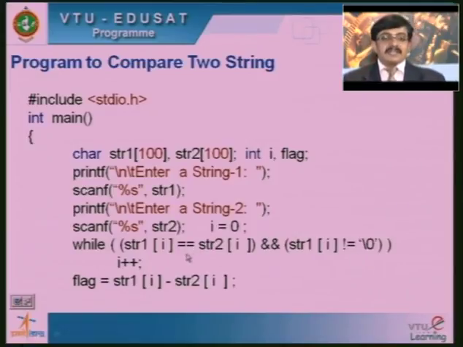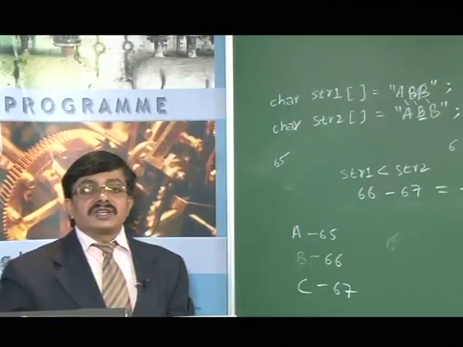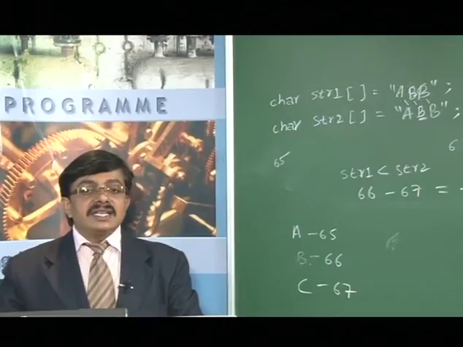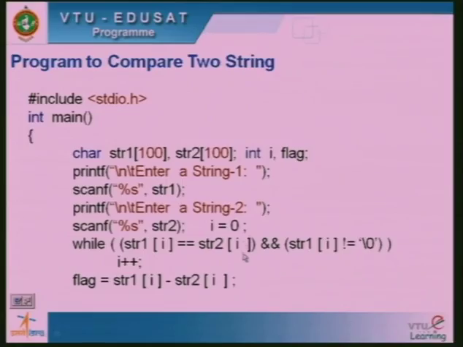Now what happens here is, when str1 of 0 is same as str2 of 0. In the example, I have taken two strings, a, b, b. When I am taking the strings a, b, b, str1 of 0 is same as str2 of 0, so the condition is true, and str1 of 0 not equal to null character, that condition is also true. I will come to the loop and increment the I value.